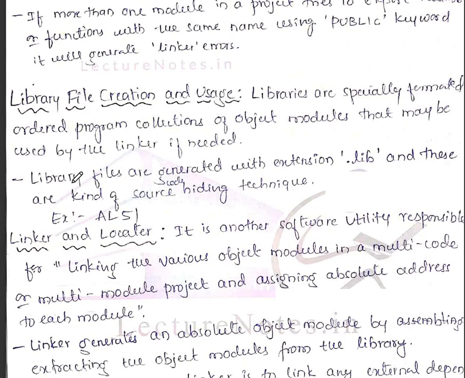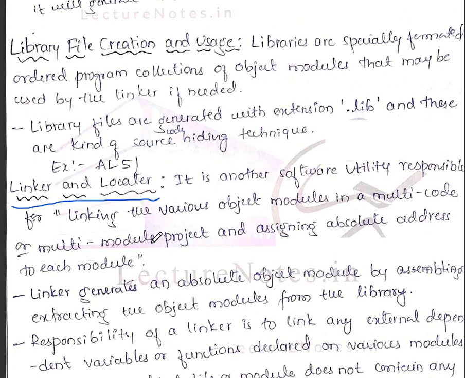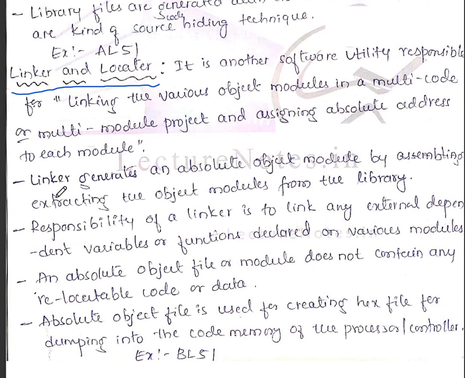Next is library file creation and usage. The main components used here would be the linker and locator. The linker is another software utility that is responsible for linking various object modules. The linker generates an absolute object module by assembling and extracting the object modules. And an absolute object file or module does not contain any relocatable code or data.